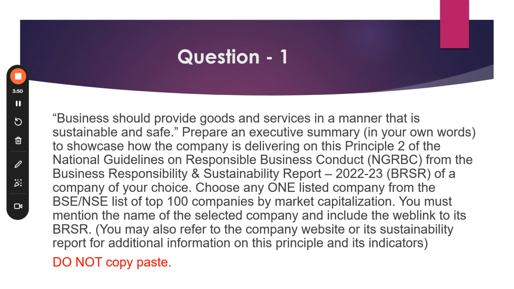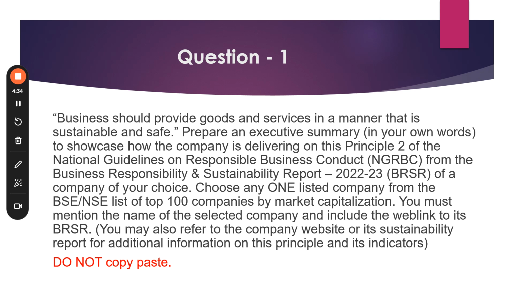So the first question says, business should provide goods and services in a manner that is sustainable and safe. Prepare an executive summary in your own words to showcase how the company is delivering on principle 2 of the National Guidelines on Responsible Business Conduct from the Business Responsibility and Sustainability Report of a company of your choice. Choose any one listed company of NSE or BSE of the top 100 companies by market capitalization. You must mention the name of the selected company and include the web link of the BRSR. You may also refer to the company website or sustainability report for additional information on its principle and its indicators.